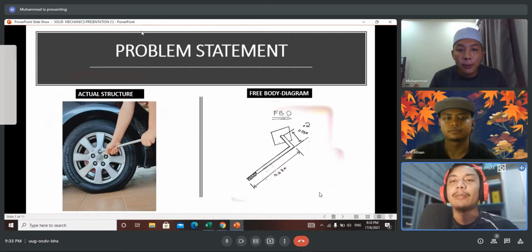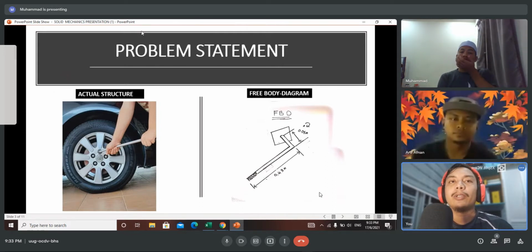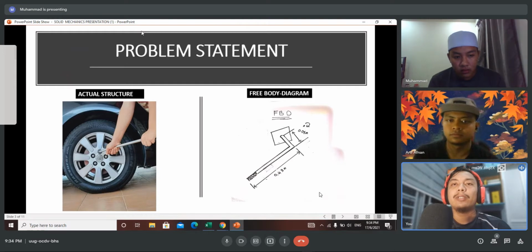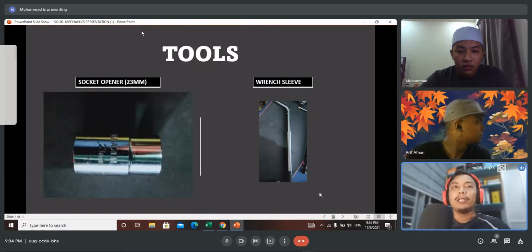Okay, the problem statement. On the left, we have the actual structure, where we are using a 90-degree wrench sleeve. On the right, we see the free body diagram of the actual structure. The tools used are the wrench and then the socket opener.